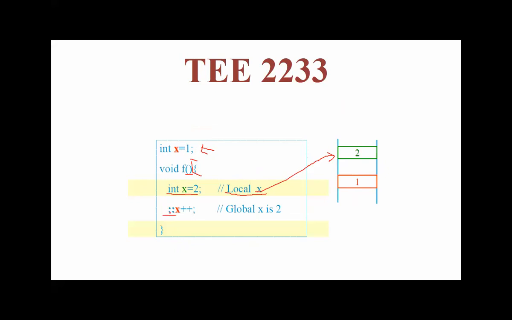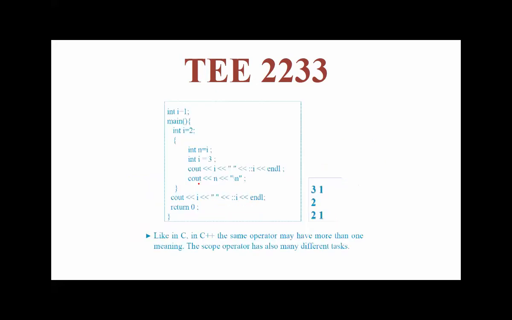Then ::x++. We are incrementing this x, the global x, and it is now equal to 2, right? It is now equal to 2 because of this. If you just put x++, then that x becomes equal to 3 because we are looking at the local variable. Right?